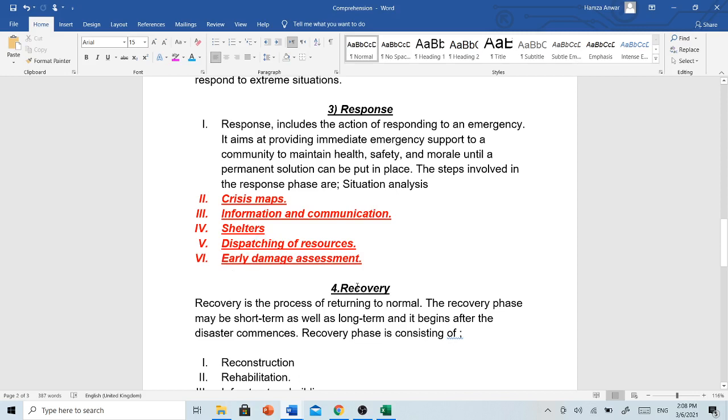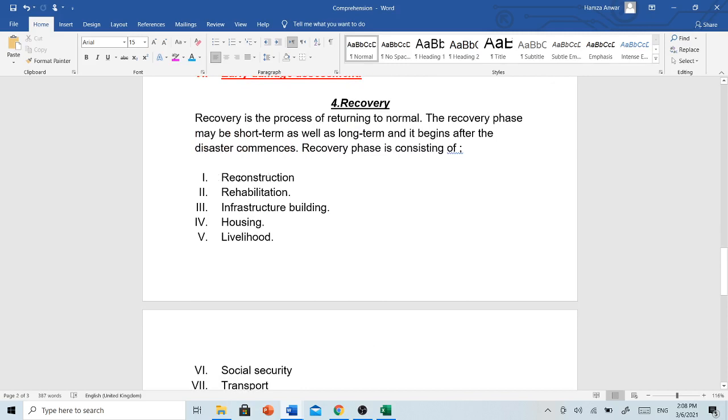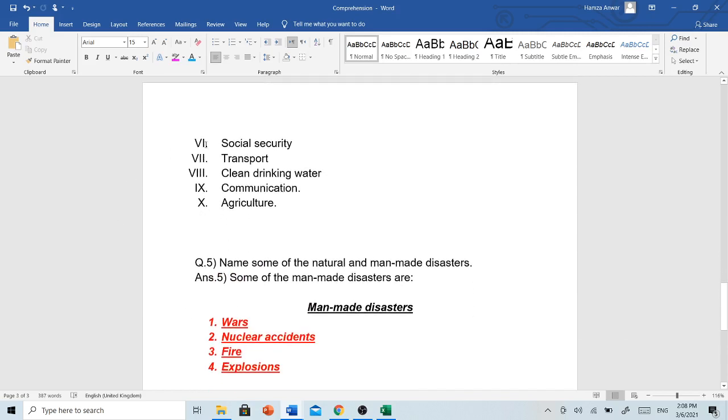Number 4. The last step, which is recovery. Recovery is the process of returning to normal. The recovery phase may be short term as well as long term, and it begins after the disaster commences. Recovery phase consists of: number 1, reconstruction. Number 2, rehabilitation. Number 3, infrastructure building. Number 4, housing. Number 5, livelihood. Number 6, social security. Number 7, transport. Number 8, clean drinking water. Number 9, communication, and number 10, agriculture.